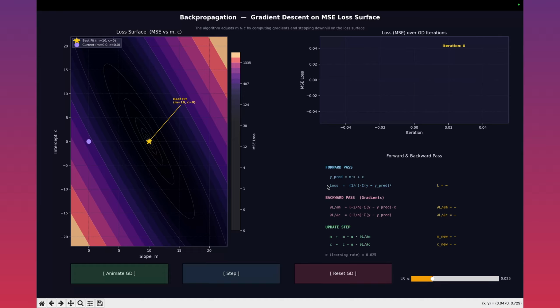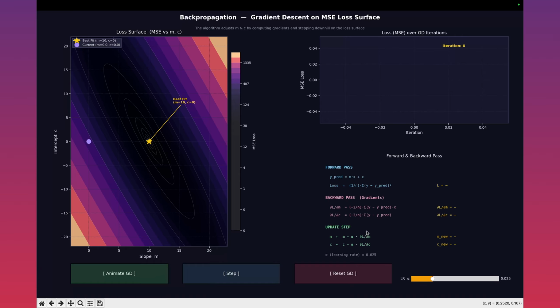Now once we have this loss and the y prediction, we need to adjust the m and c value, and adjusting the m and c value is called the updation step. That happens with the help of another algorithm, which is called the back propagation algorithm. So with the help of the back propagation algorithm, we update the values of m and c, and the formula to update m is, you see, the new m is equal to m minus alpha into del L by del m.